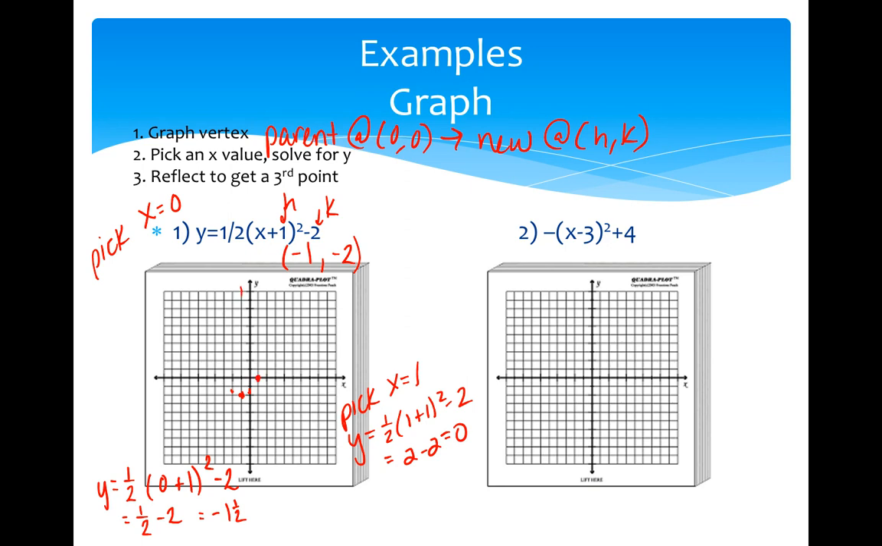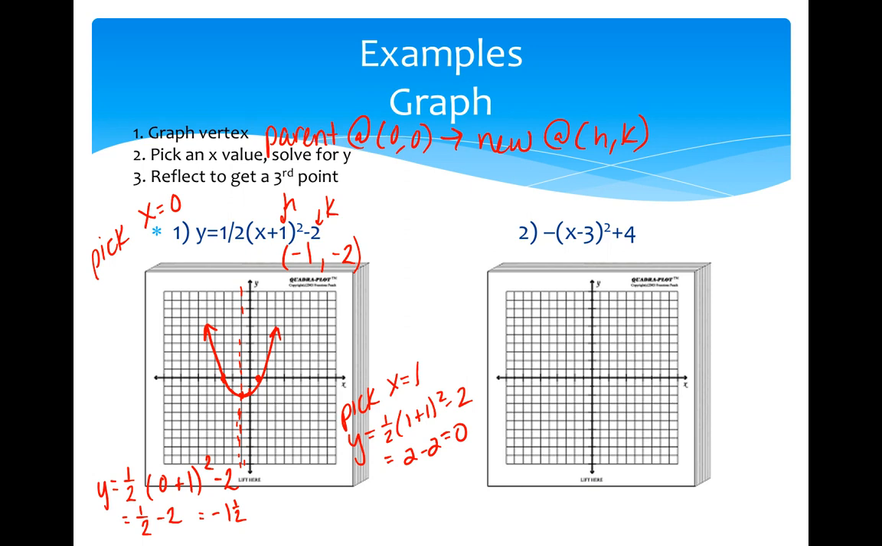And now, here's where I'm symmetrical around. Oops. I need to reflect over that line. So I'm 2 units to the right over here. I would go 2 units to the left over here. And then I would connect to get my graph.